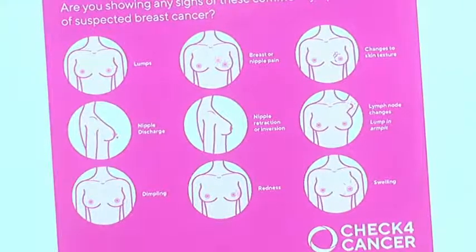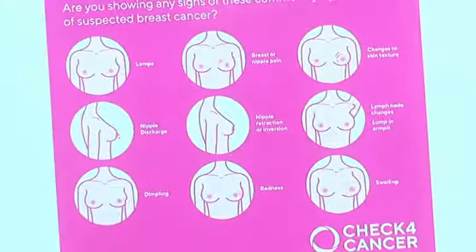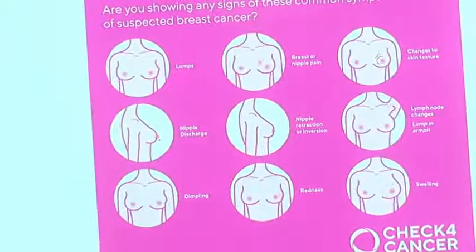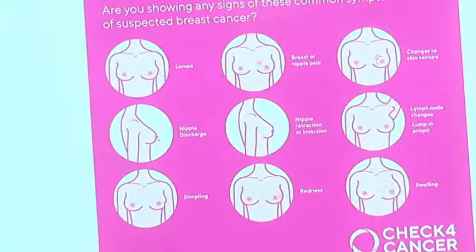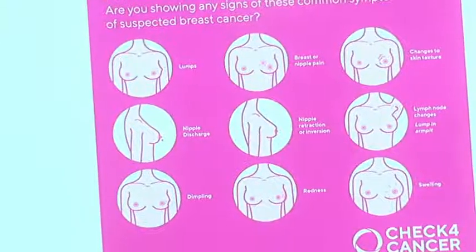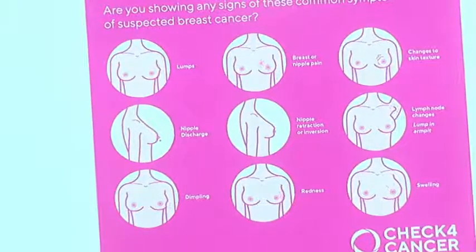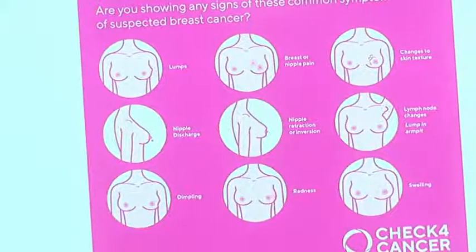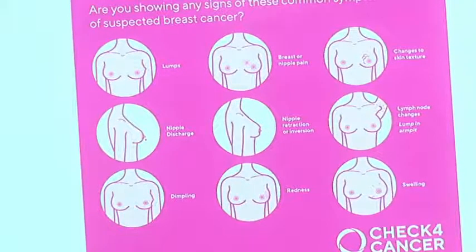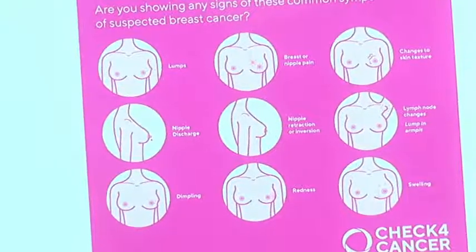The other thing again is you notice that your nipple is looking very red. For so many of us that are dark in complexion, you might not see it looking red. You might see it looking darker than normal. So you might not be able to appreciate red on your body, but you see it's looking darker than normal. You also need to see your doctor.